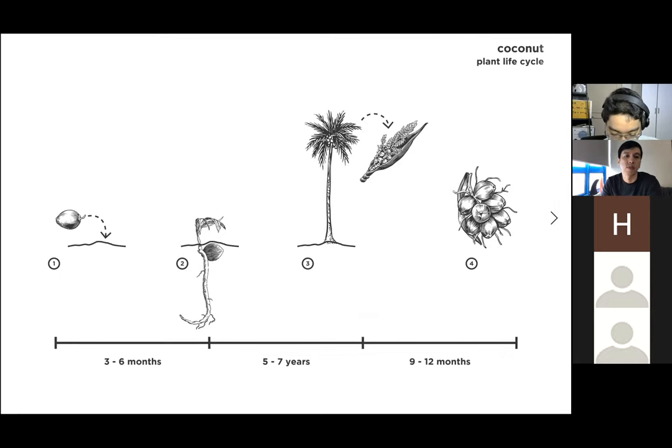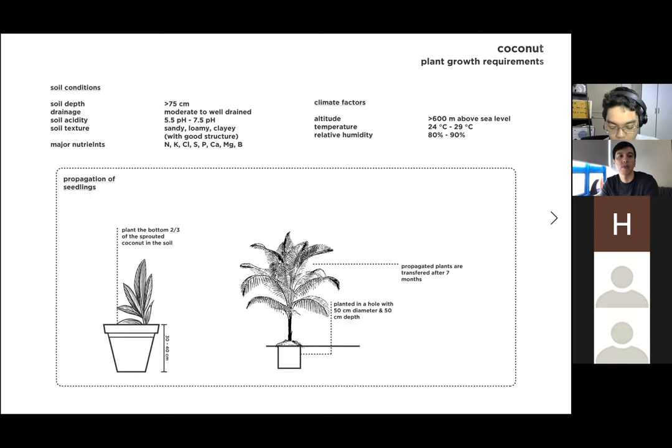So, these are the plant requirements. The plant I chose is a coconut plant. To propagate the seeds, there has to be enough space underneath the plant so that the roots can grow. And then the approximate size of the hole once it's being transferred to actual soil is 50 by 50 cm in diameter. And then it can only be transferred after 7 months.